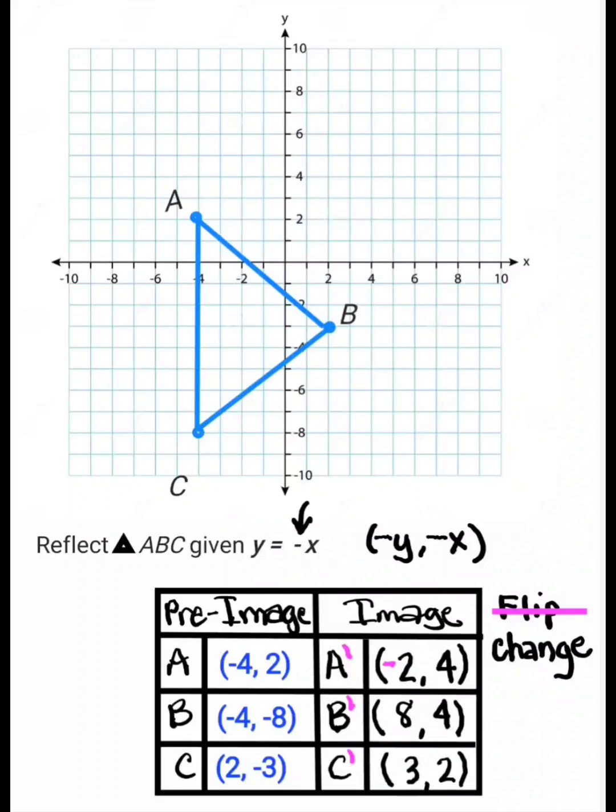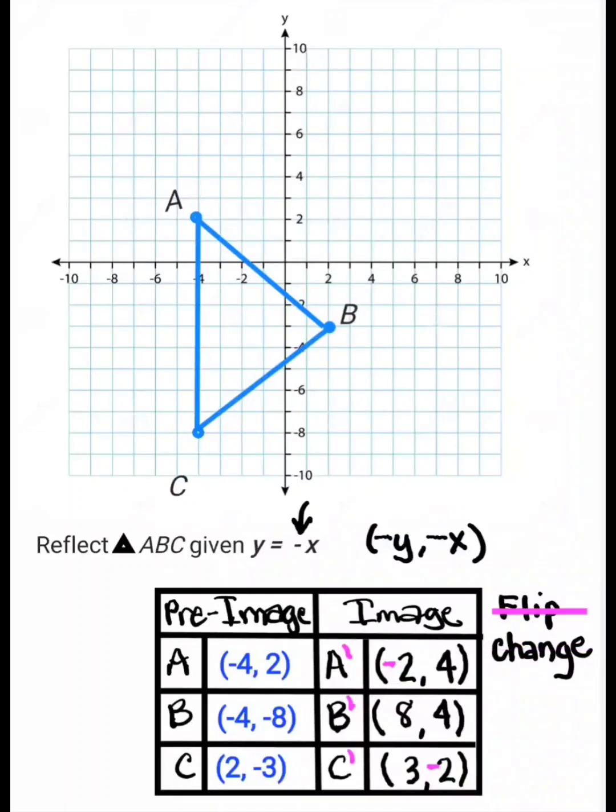On B, -4 becomes +4. It's already +4. -8 becomes +8. So we don't have to do anything on that one. Now let's go to C. +2 becomes -2. And -3 becomes +3. So you can see we didn't really have to do much, but we focused on one thing. We focused only on the change, took our time to make sure that we changed each one. So now we're done with change.